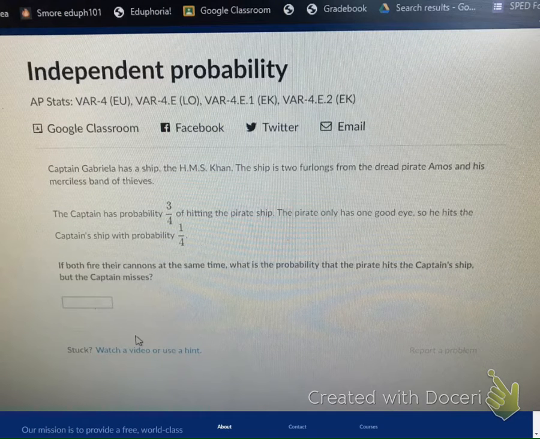All right, so here is a second example out of your problem set. It says Captain Gabriella has a ship that is 2 furlongs from the dread pirate Amos and his merciless band of thieves. So the captain has a probability of 3/4 for hitting the ship, and the pirate only has 1 good eye, so he hits the captain's ship with a probability of 1/4. So let's organize this information real quick.